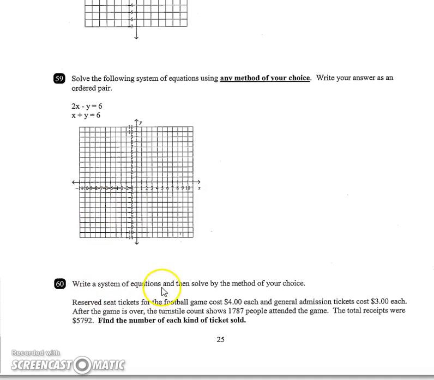And 60, write a system of equations and then solve them by the method of your choice. Reserved seat tickets for the football game cost $4 each and general admission tickets cost $3 each. After the game is over, the turnstile count shows 1,787 people attended the game. The total receipts were $5,792. Find the number of each kind of tickets sold. Again, I will remind you when you're writing your equations in standard form to keep your money together and keep your people together. Don't blend the two.